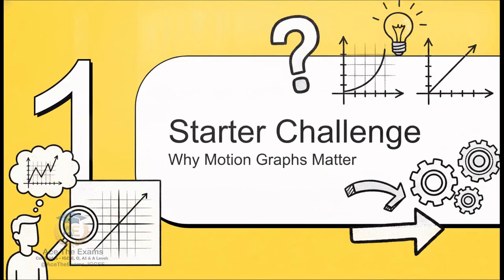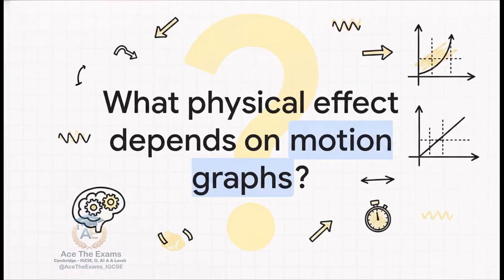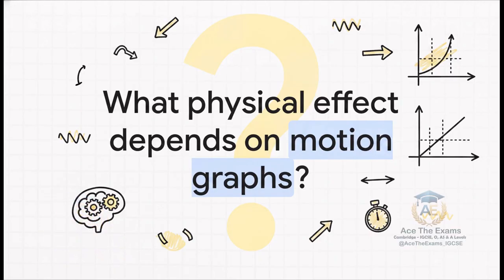The starter challenge. Why motion graphs actually matter. You know, it's so incredibly easy to just open up a physics book, see a graph, and try to literally memorize the shape of the line. But hold on. Before we introduce any formal math or equations, ask yourself this. What physical effect, measurement, or prediction actually depends on understanding motion graphs?